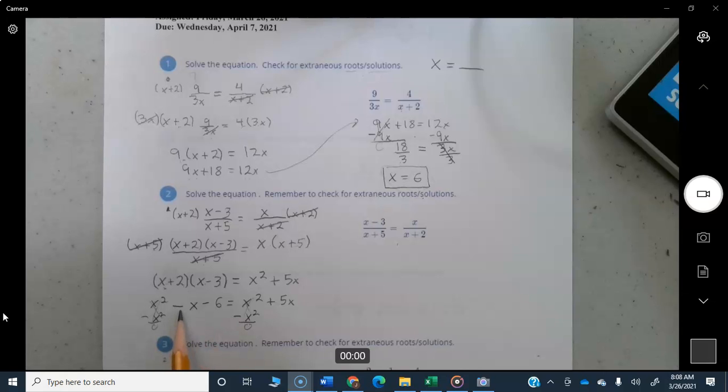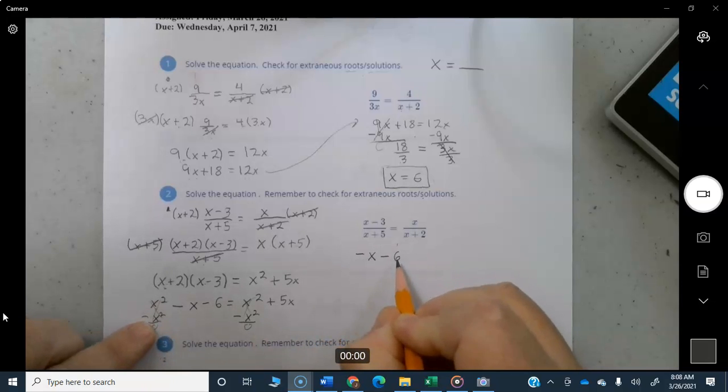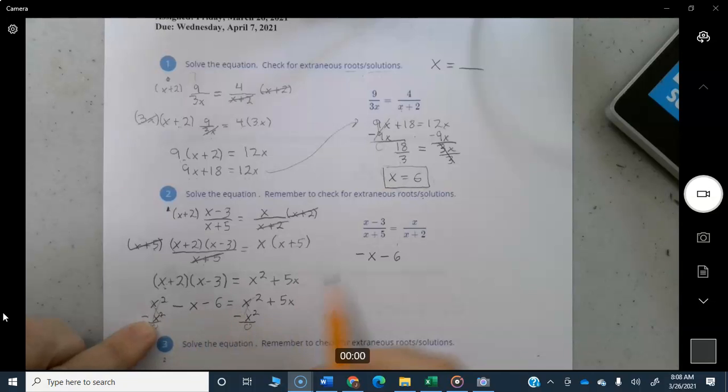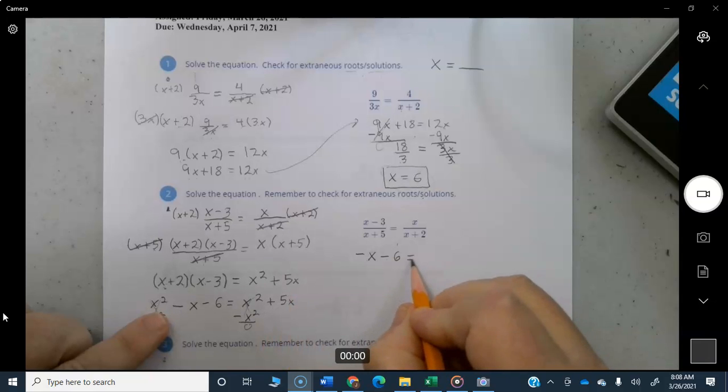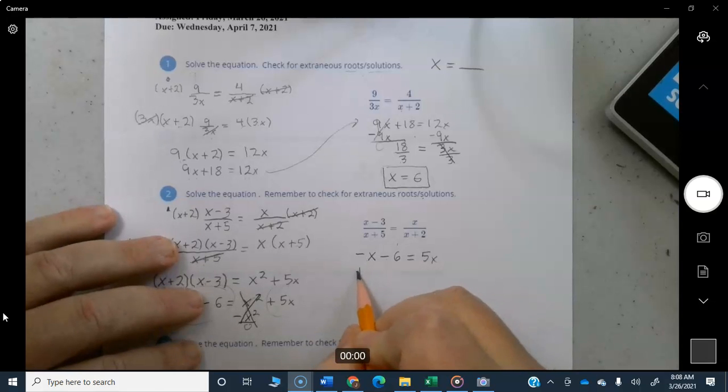Okay, so now I have negative x. Let me go ahead and just write step by step what I have. Now I have negative x minus 6. Notice that's not in parentheses, so it's negative x minus 6. There's no parentheses there. And over here I have equals 5x. So this basically went away, this went away, and I'm left with that and that. Now I'm going to add x to both sides.